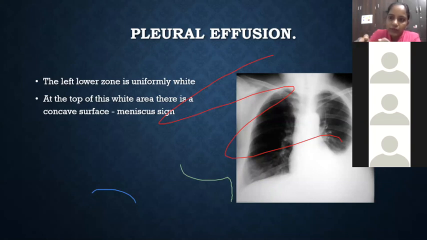meniscus, or the level of fluid will be at a higher level near the pleura than at the mediastinum, because of the negative intrapleural pressure. Because of that, there will be a higher level of fluid near the pleura.